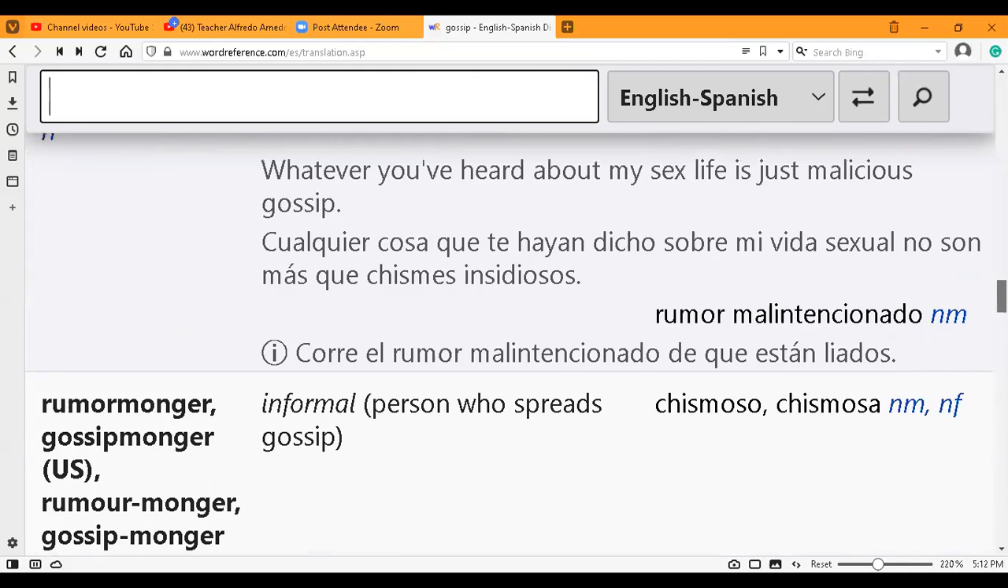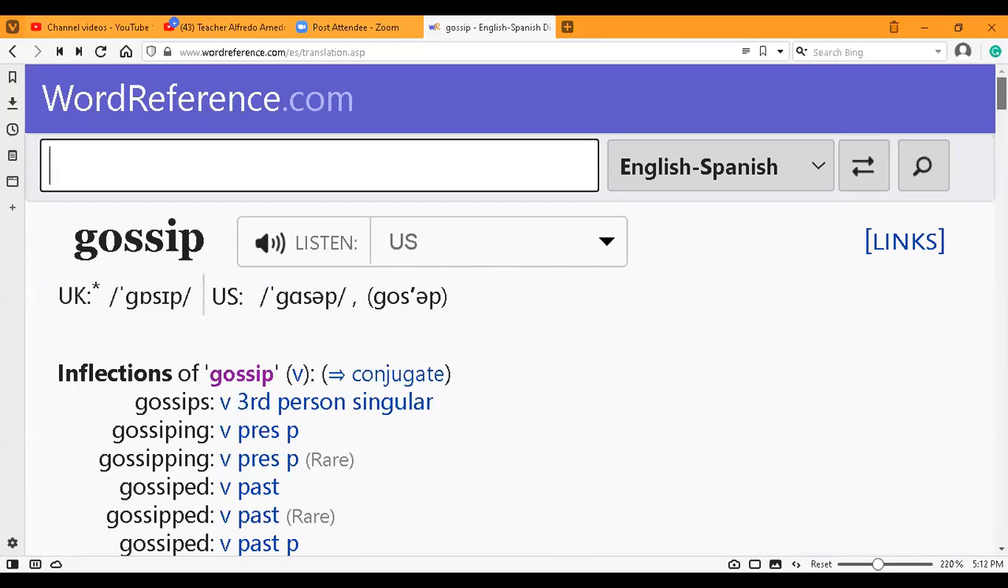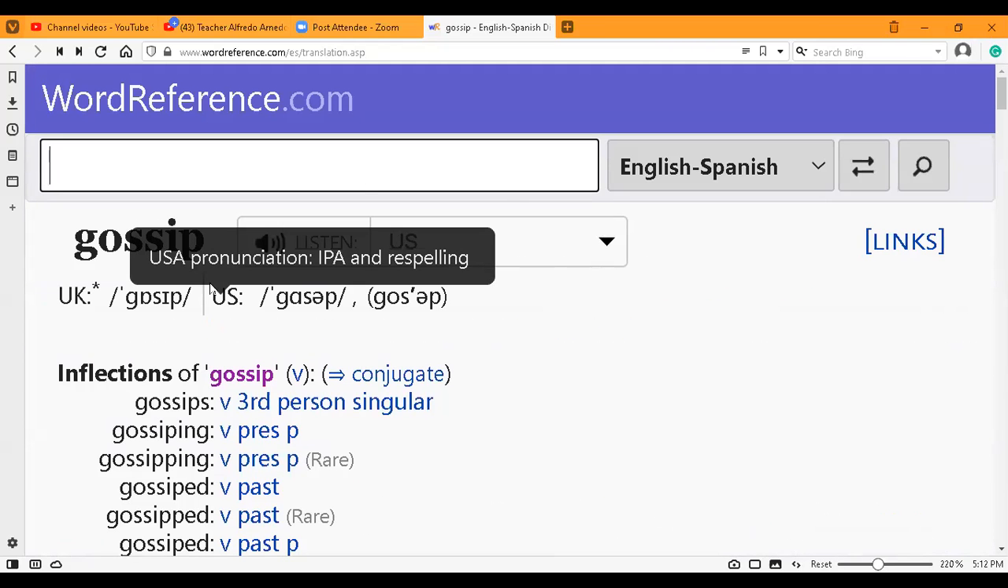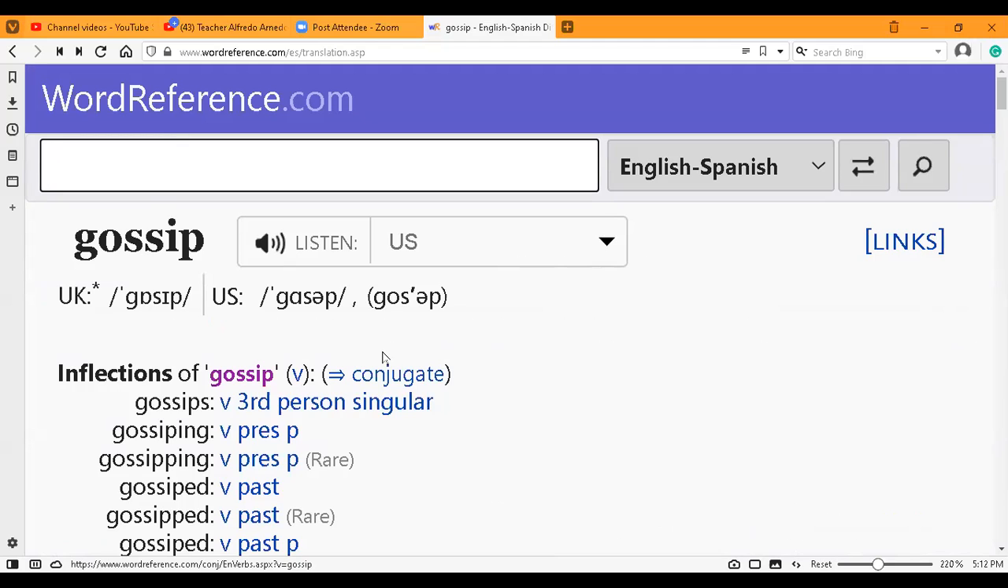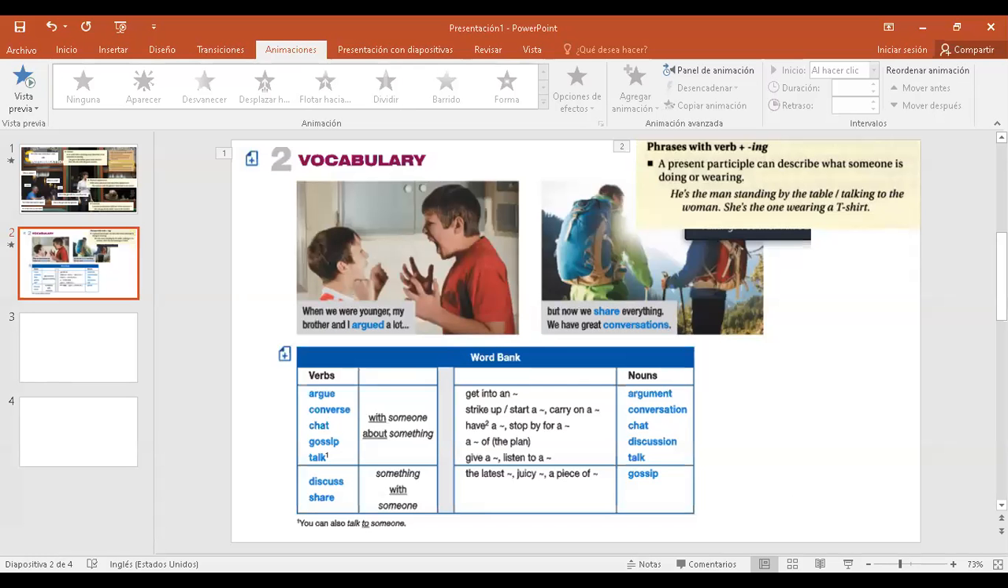And look at the list of words that you can use with gossip. So gossip in this context is about chismear. You know, that's basically the thing. Now that you have cleared this, let me go back to the PowerPoint presentation and you will understand better this part.